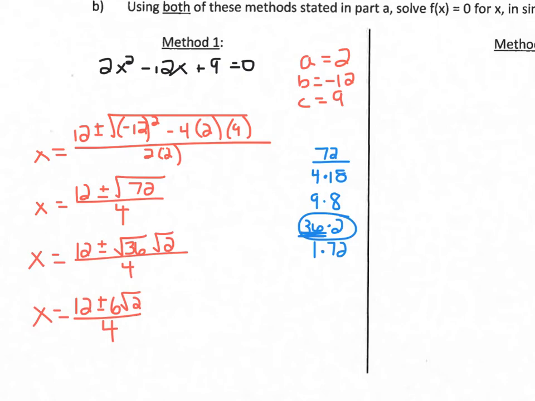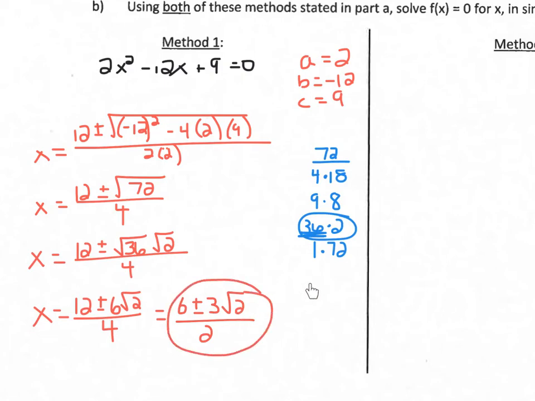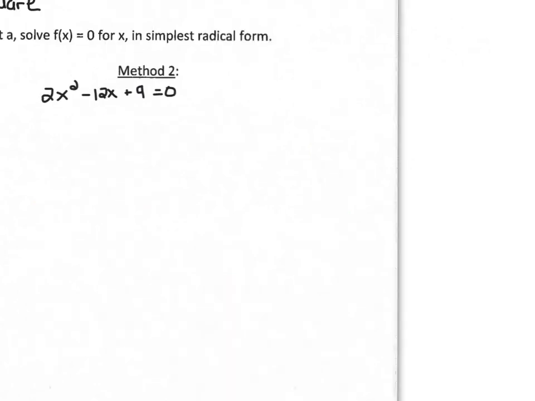So if I divide them by 2, the 12 becomes a 6. The 6 becomes a 3. Don't try to divide the 2 in the radical by 2. And then the 4 becomes a 2. So we get 6 plus and minus 3 radical 2 over 2. And that's your answer. If you want to branch it off and write 6 plus 3 radical 2 over 2, and then 6 minus 3 radical 2 over 2, you can do that. But I'm going to leave it at that.